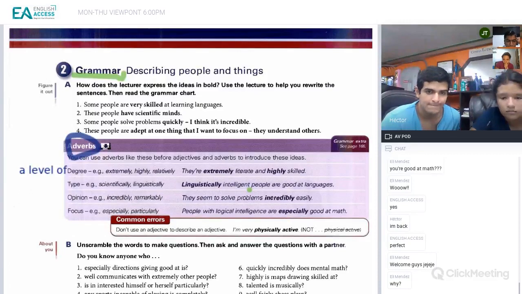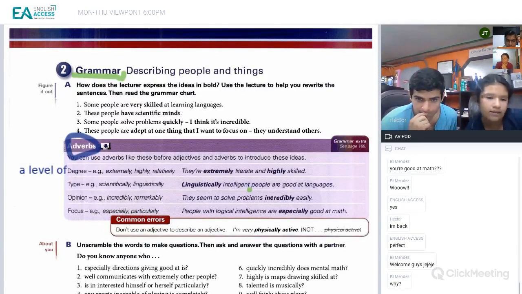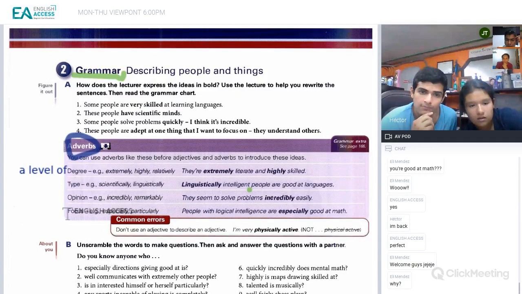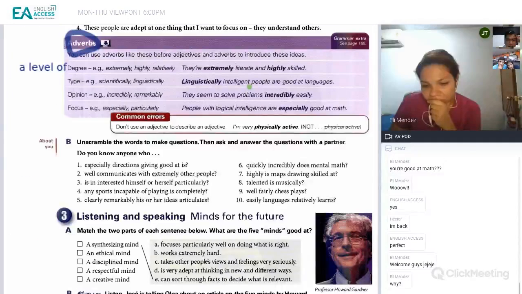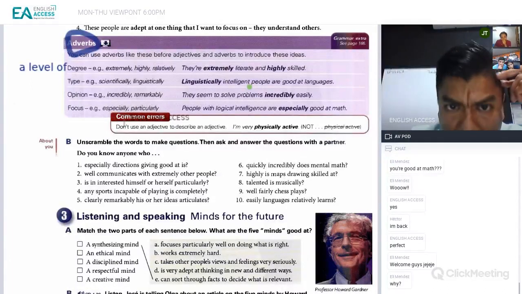They seem to solve problems incredibly easily. Yes, and that is opinion. And the last one, Ellie? People with logical intelligence are especially good at math. And this is focus. Focus on someone, right? Yes, those are the adverbs. Correct.